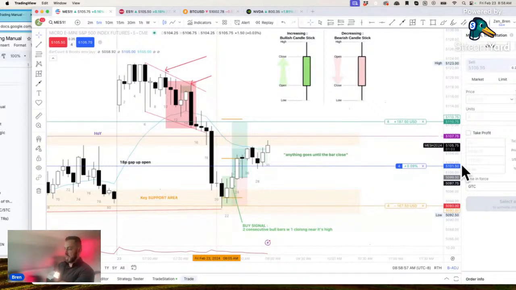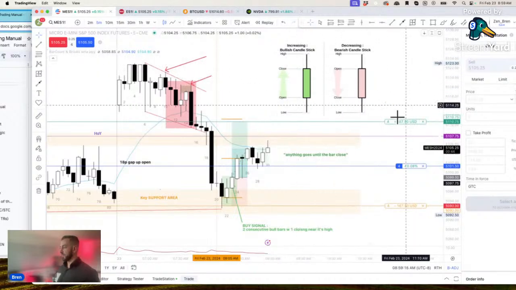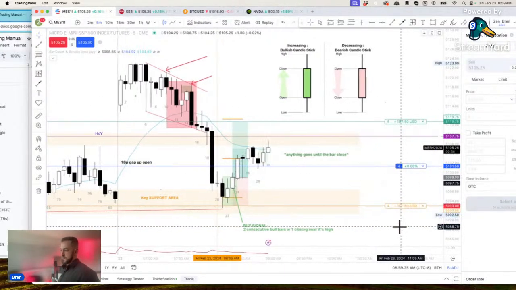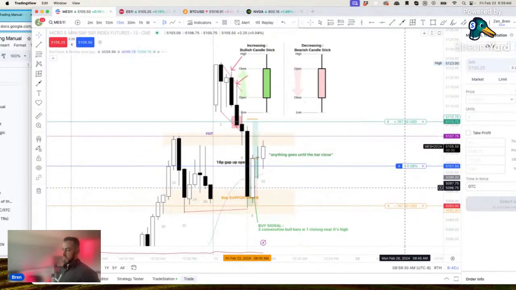Let's see if the bulls can get a close above the EMA here, which is a blue line. This is super helpful. I wish someone showed me this when I started trading. I had to figure this out all on my own. Just how candlesticks work. Seconds left on the candle. Switch to the 15-minute.